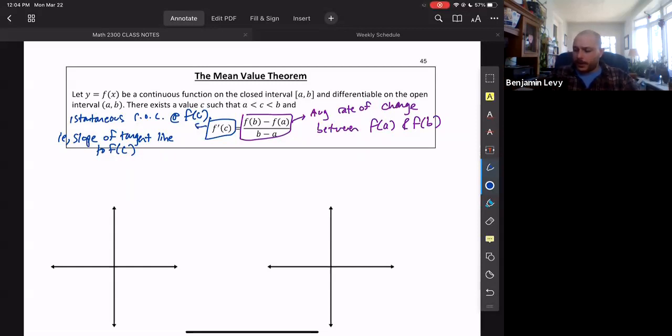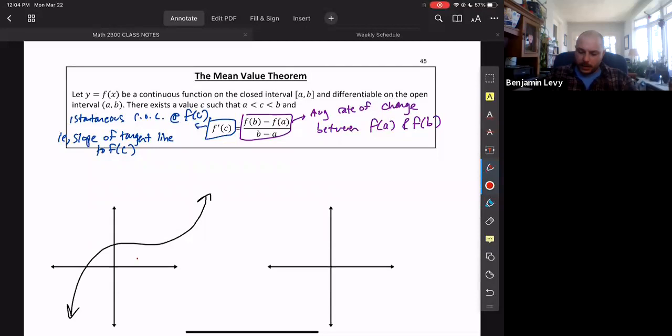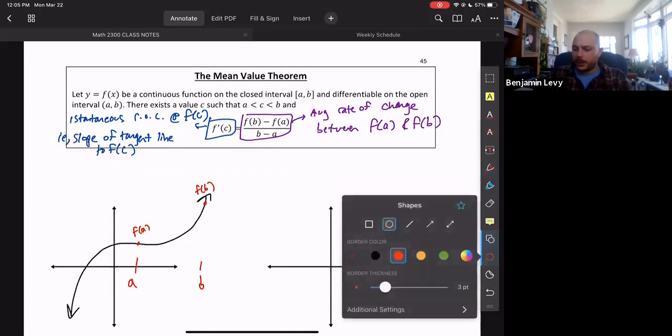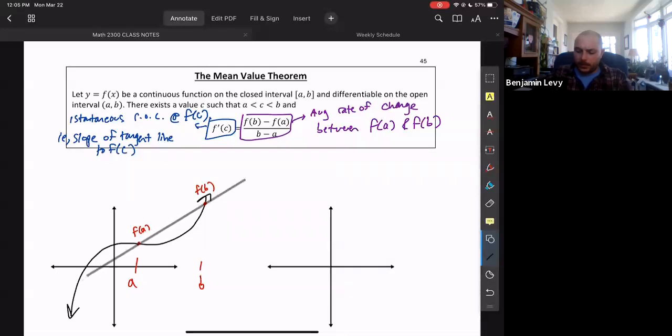So I'm going to draw two graphs here. The first graph is just going to do this kind of thing. And let's say that A and B are here and here. So what this theorem is telling us is that here's f of A and here's f of B. And let's do the average rate of change between them. We know that that's just a line that connects the two of them. So there I am putting that average rate of change down.